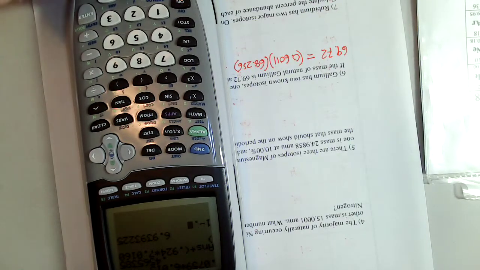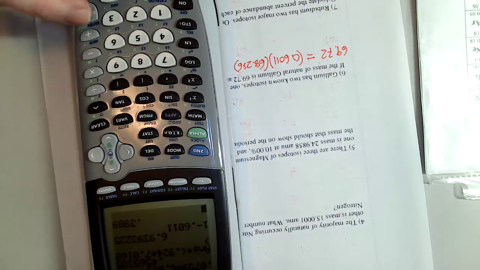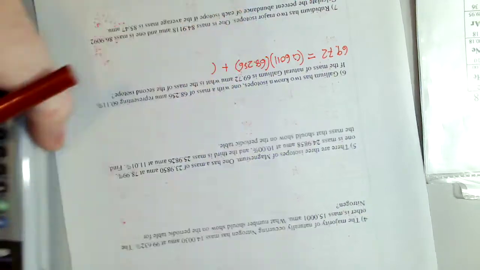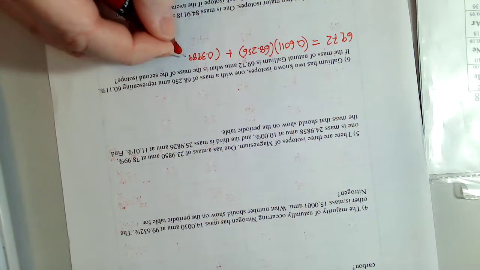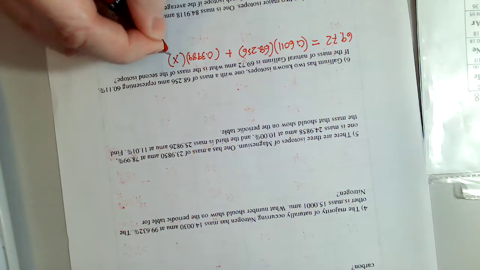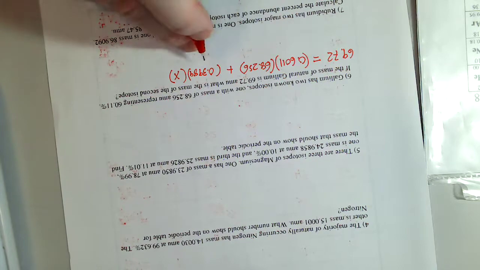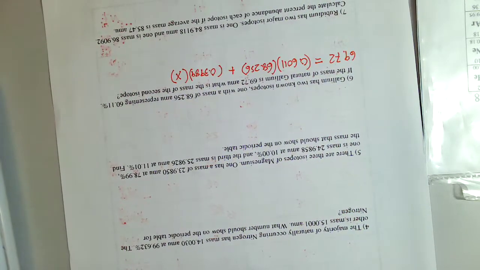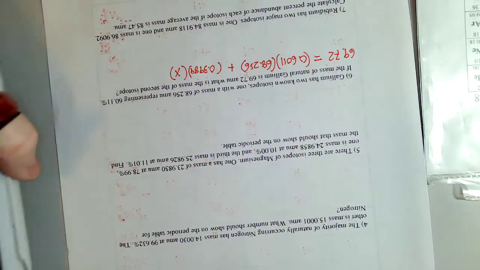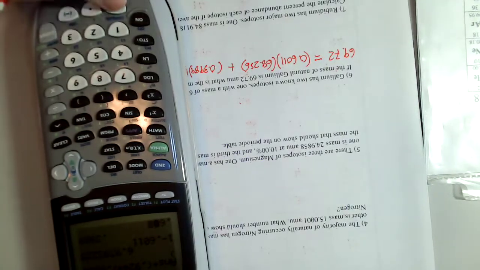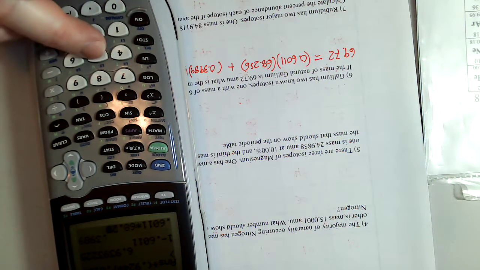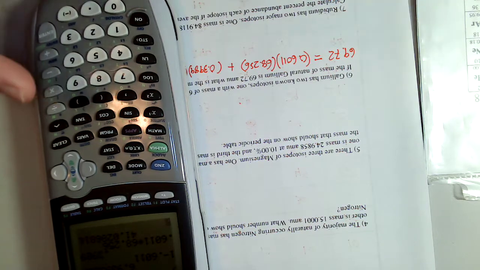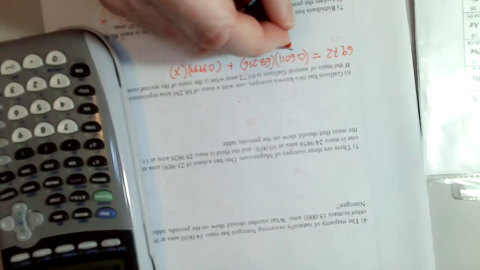Well, I can figure that out. 1 minus 0.6011, 0.3989, times x. See, these two have to add up to 1, or as percentages, they have to add up to 100%. Okay, so here's what I can do. Let's multiply those two numbers together. 0.6011 times 68.256 equals, and that's 41.028.